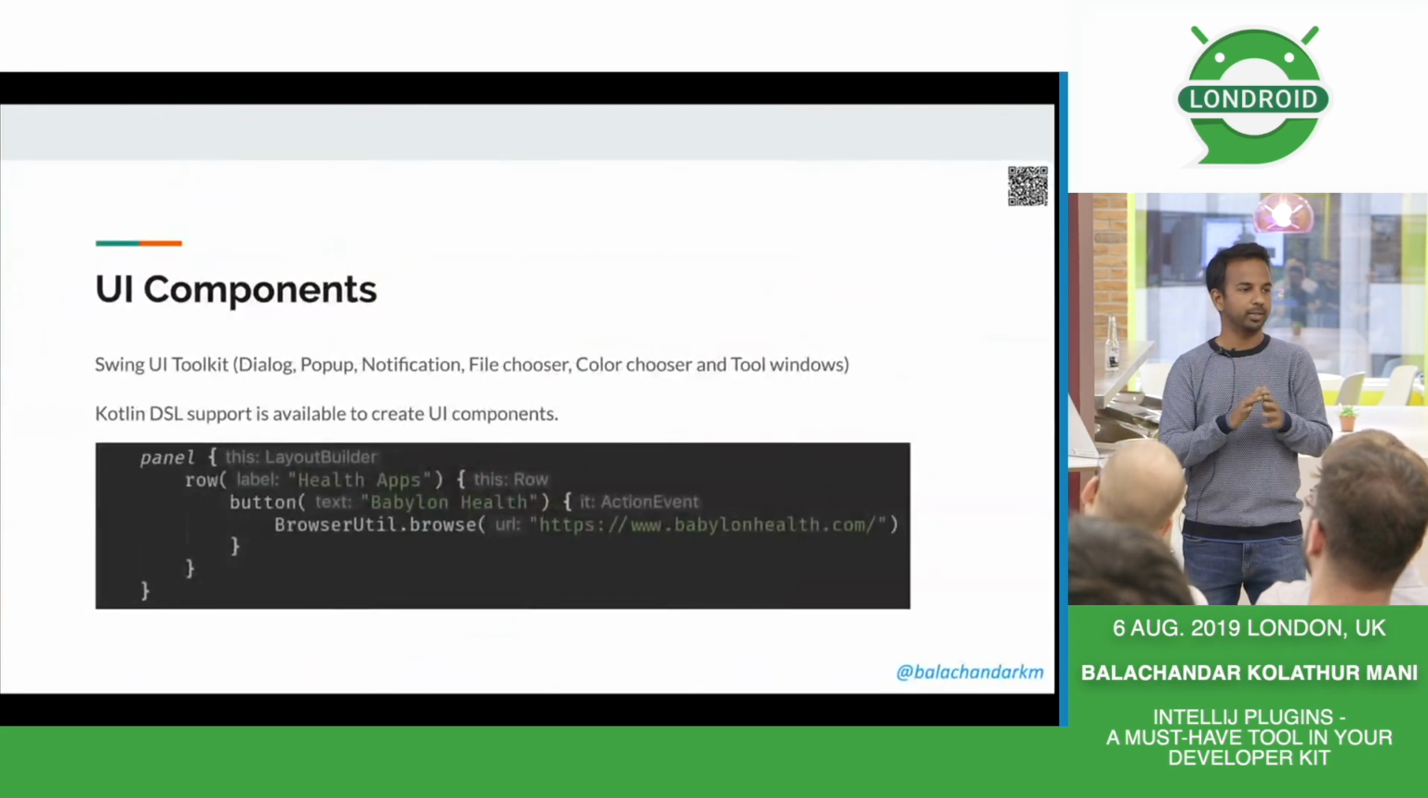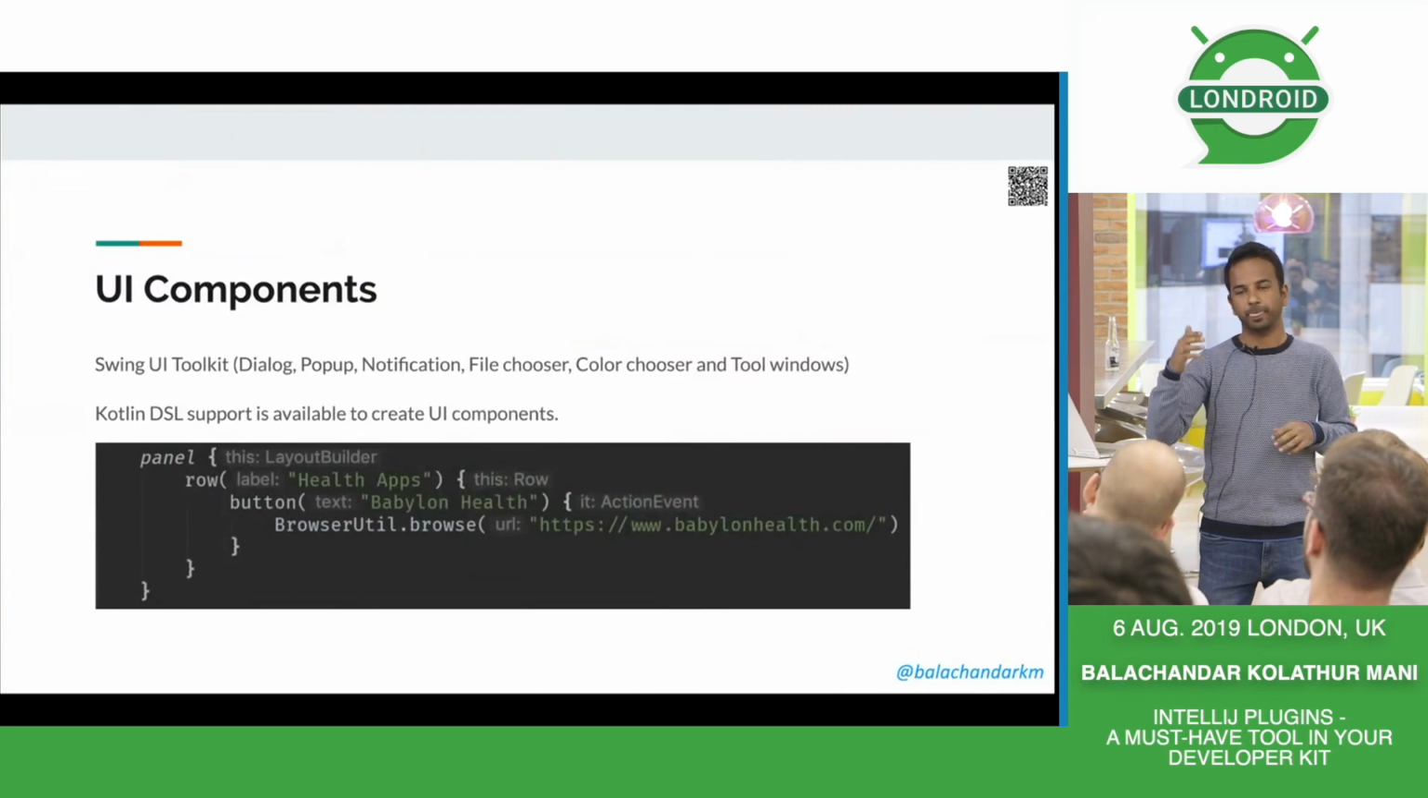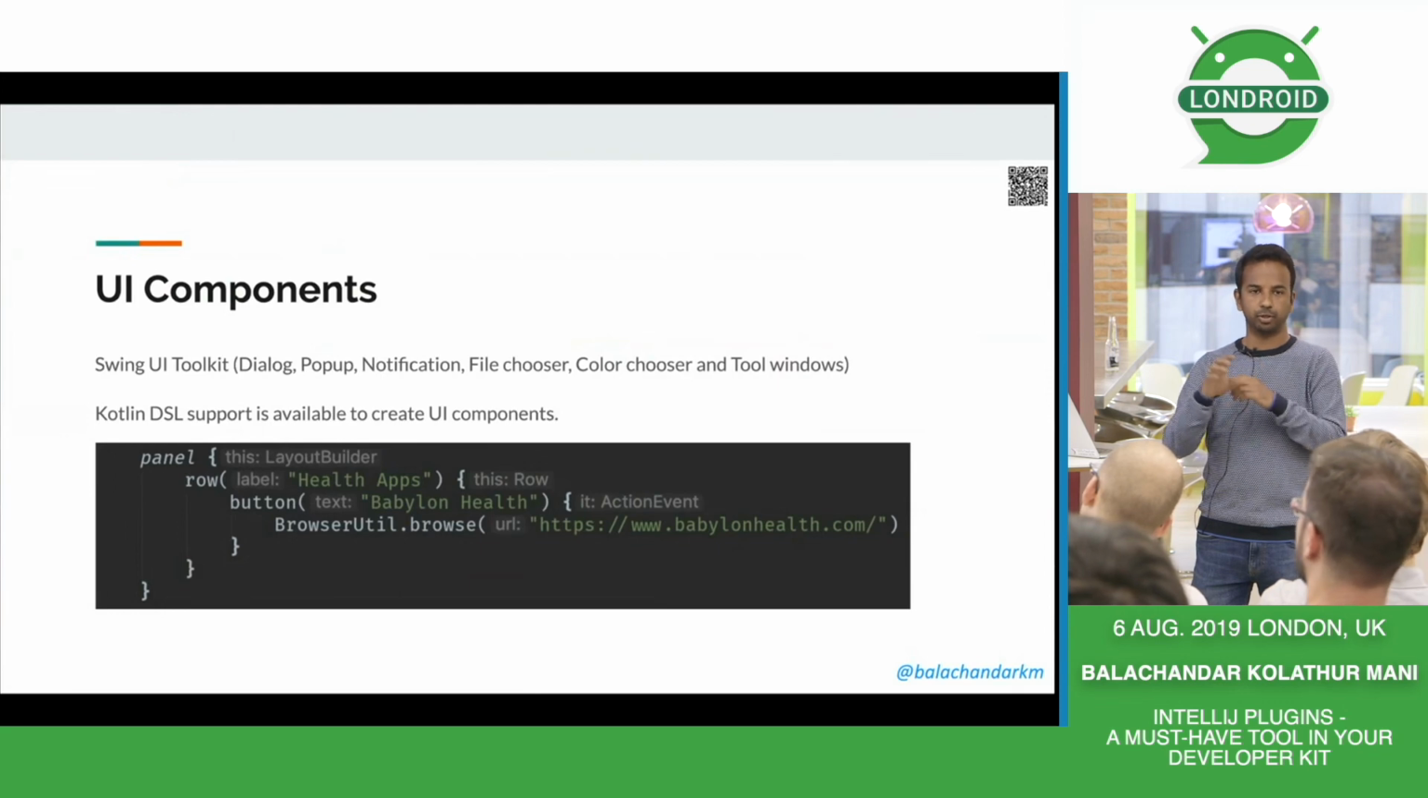And the last part is UI components. So now, say for example, you declared an action, and when the user triggers the action, you may want to get some user input. To get the user input, you may want to create a dialog, or show some toast, or show a panel and ask the user to enter some text. For this, you need to create the UI components.